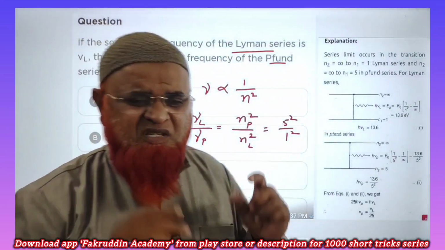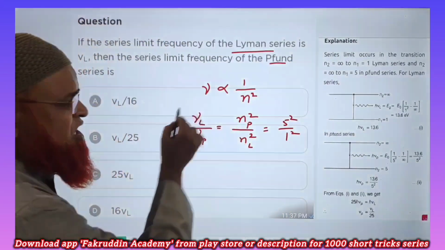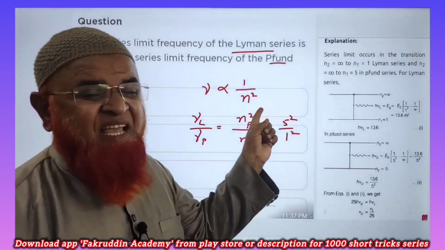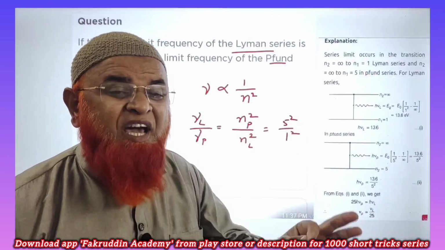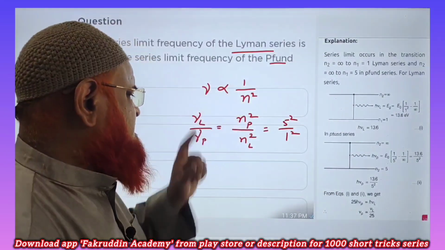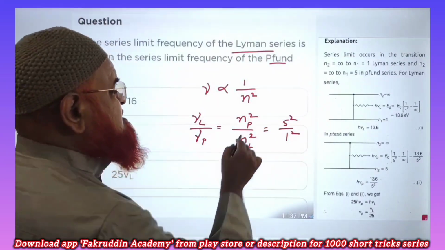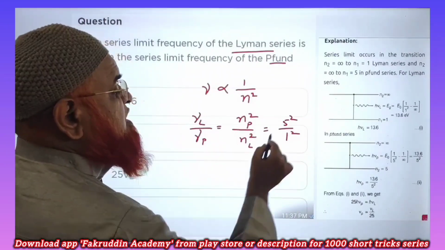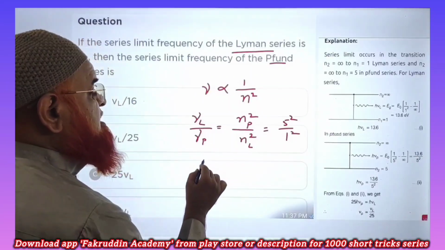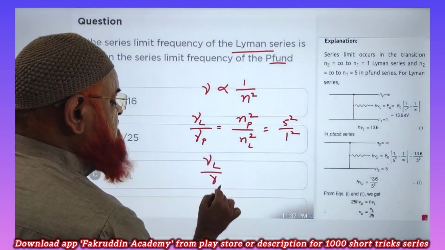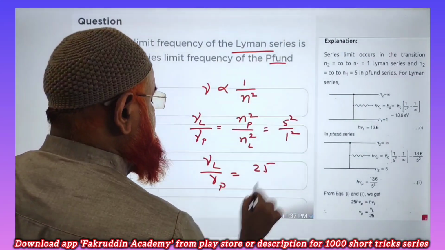You know the lengthy methods given in the books here, but you should remember only one thing, that frequency is inversely proportional to the square of the principal quantum number. So frequency of Lyman by frequency of Pfund series is equal to n_P whole square by n_L whole square, that is 5 square by 1 square, that is 25.